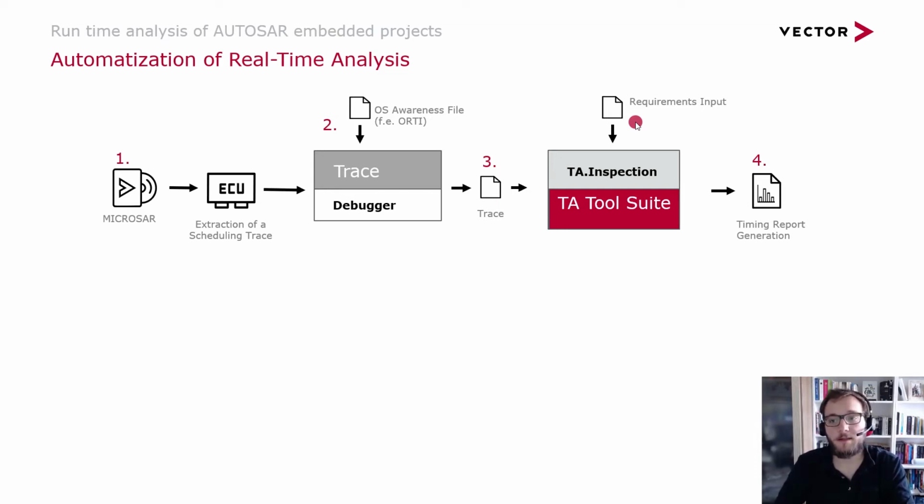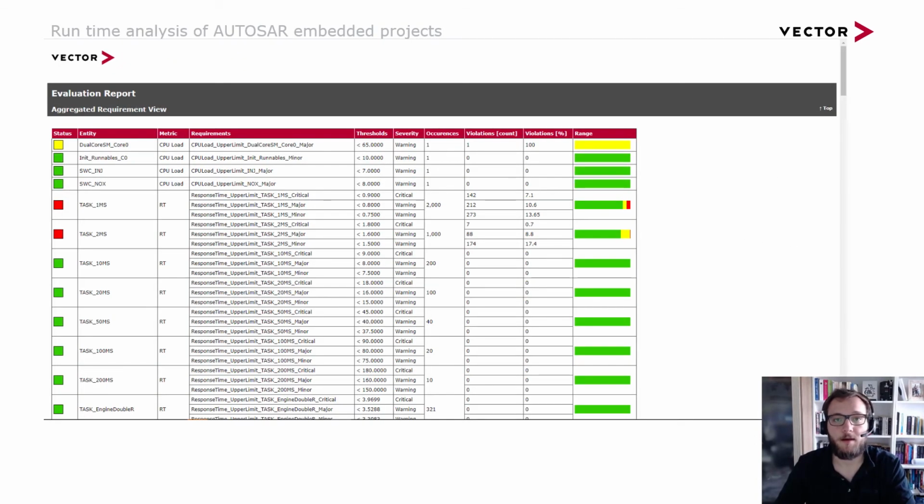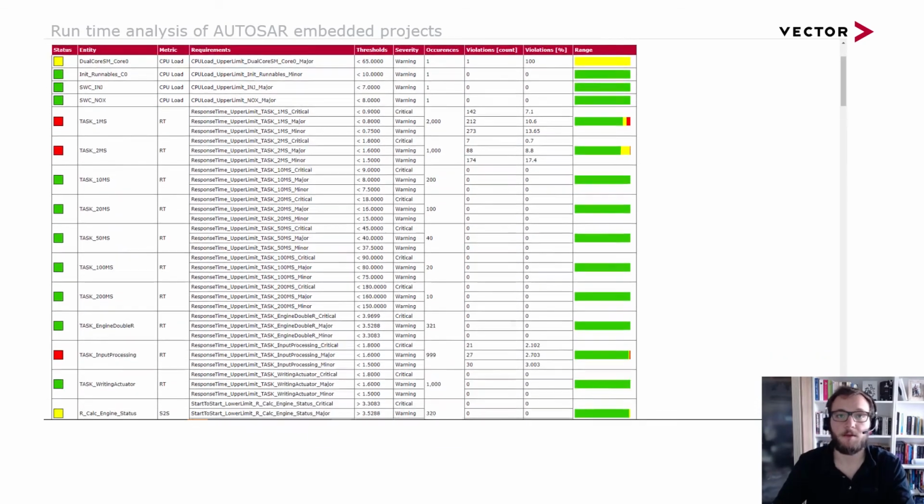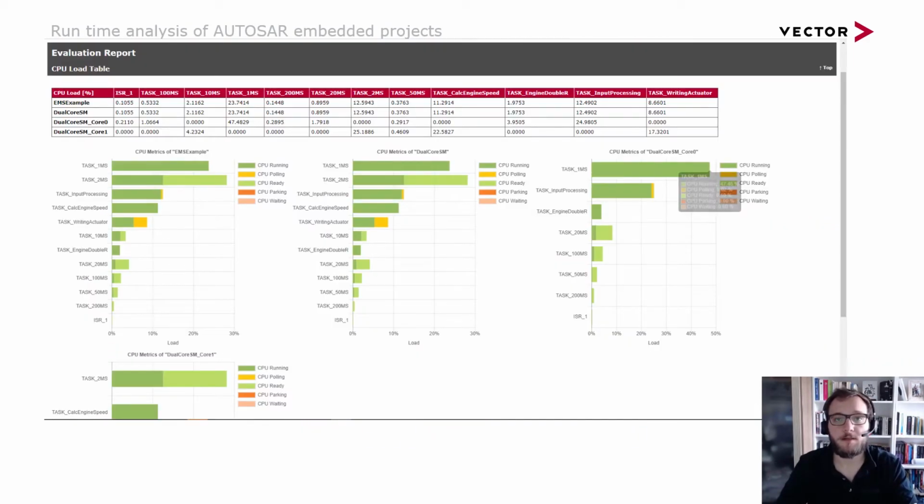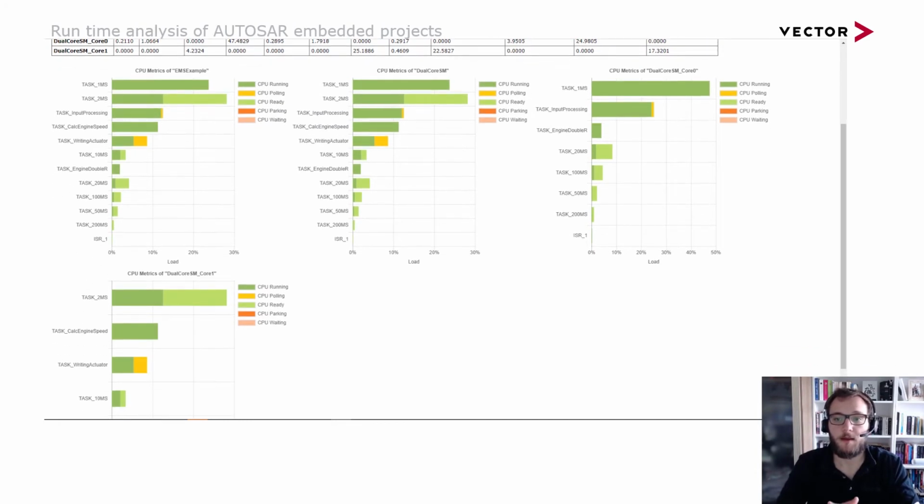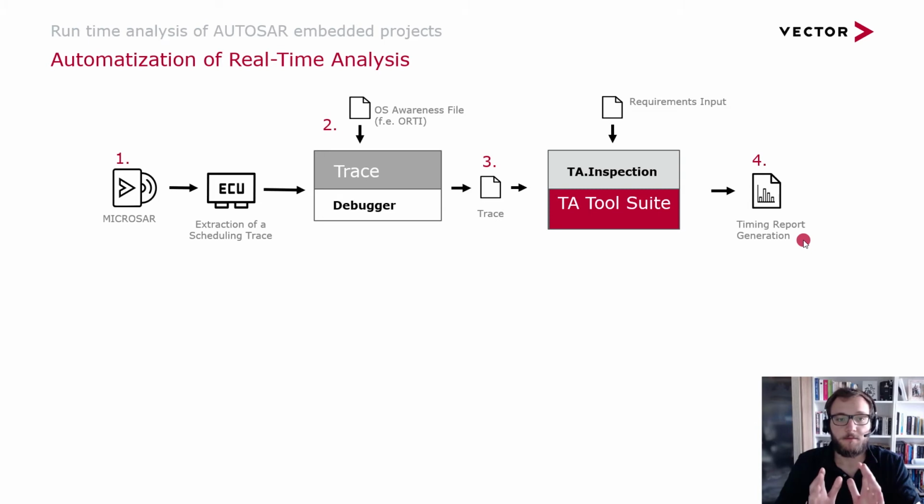Based on these requirements and information that you put into the TA inspection, you will be able to automatically generate timing reports. These timing reports are completely customizable, so you can cover inside these reports, for example, different requirements. You can also cover the CPU utilization and so on. So those are the 4 different steps that you need to take in order to get such kind of analysis.